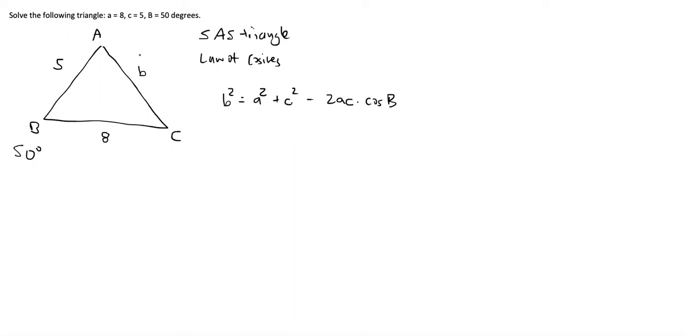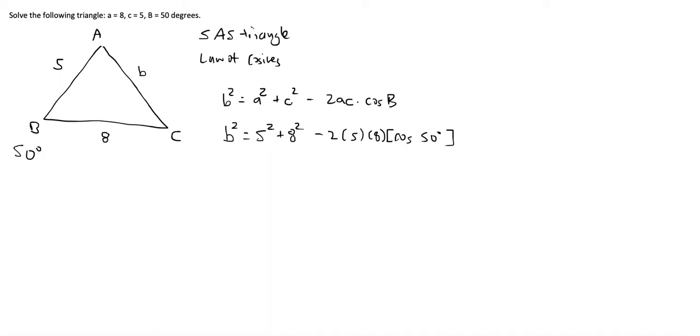Okay, so in this case, we want to find side B. So the next step would be, let's just fill in what we know. Well, we want to find B, so we got B squared equals 5 squared plus 8 squared minus 2 times 5 times 8 times the cosine of 50 degrees.